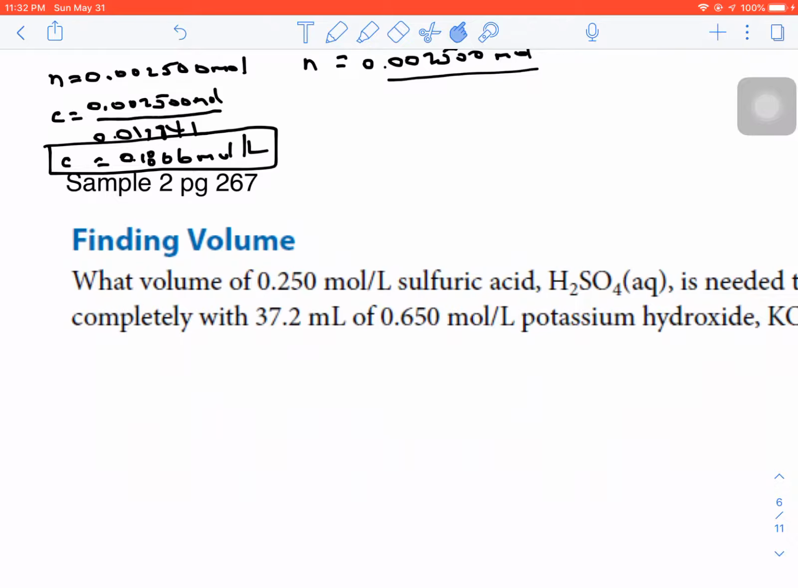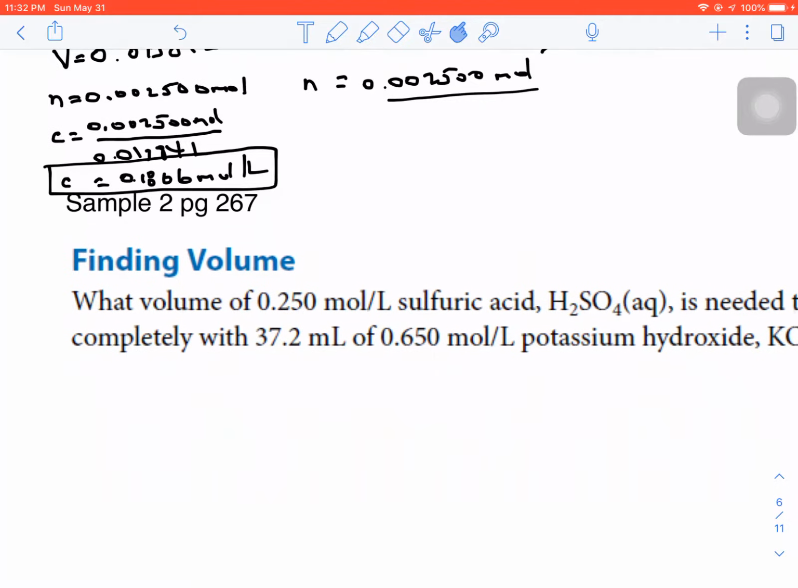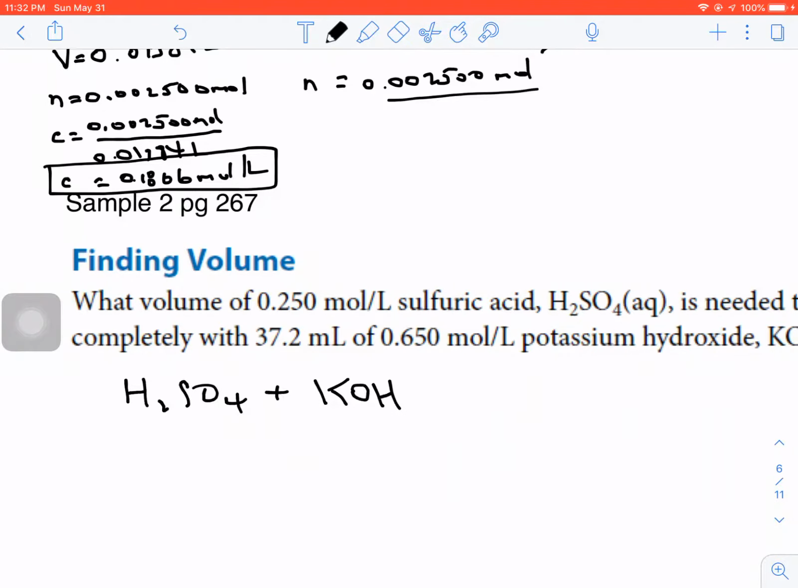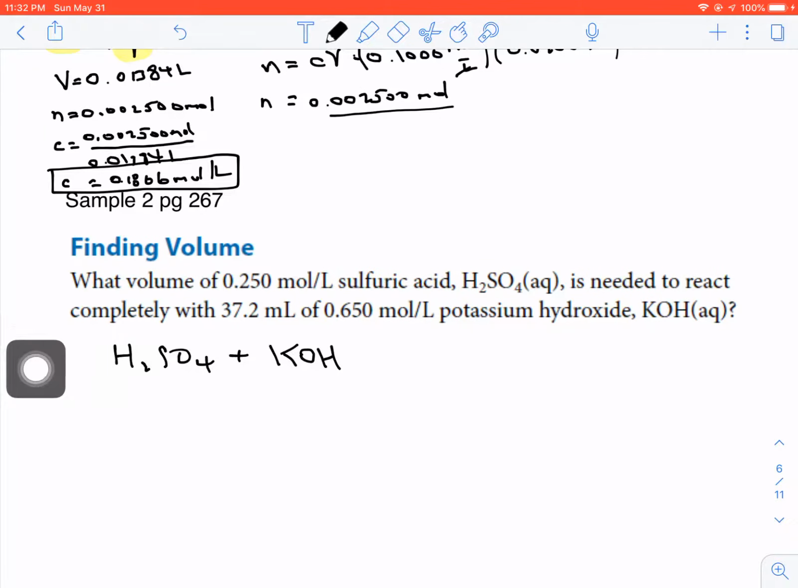Okay, the second one here, this is what volume of sulfuric acid is needed to completely react with potassium hydroxide. So let's write down our formula here, our equation. So I've got sulfuric acid, H2SO4. Notice it's an acid because there's the H at the beginning there, reacting with KOH. Okay, notice I'm seeing my KOH has got the hydroxide, which makes it a base. Acid plus base, so I'm looking at a neutralization reaction.